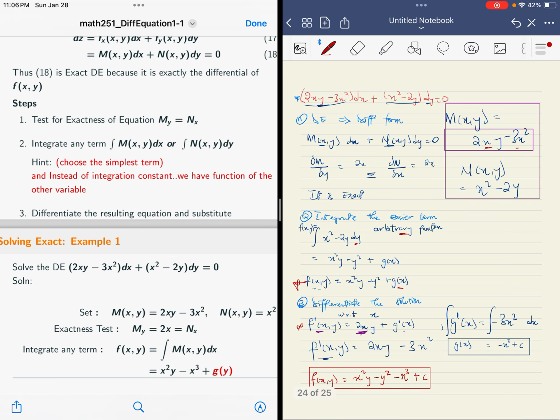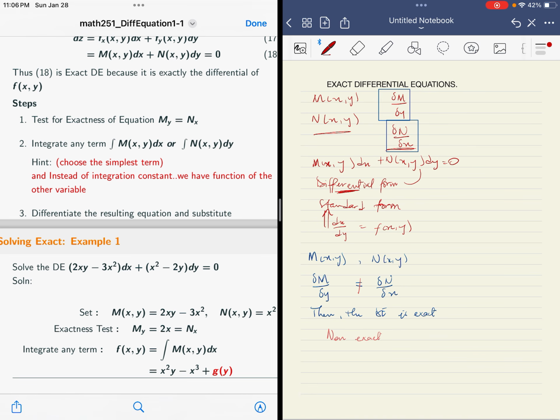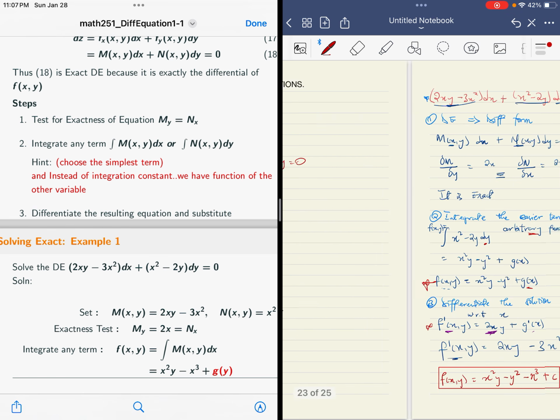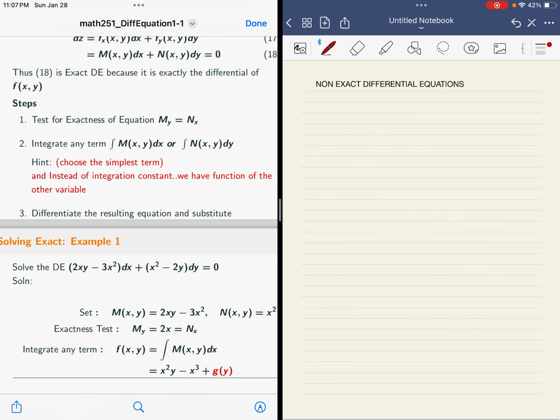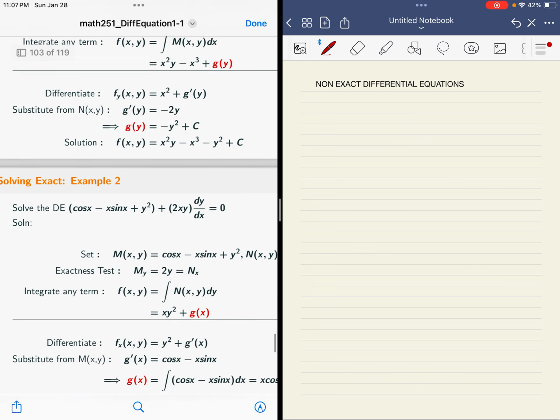Now, in our introduction, I mentioned that if you check this condition here, that is the partial derivative of your m with respect to y and your partial derivative of your n with respect to x, and you realize that it happens to not be equal, it becomes non-exact. When it is equal, then it is exact. So if it's not exact, what are we going to do? That is what we will see here.